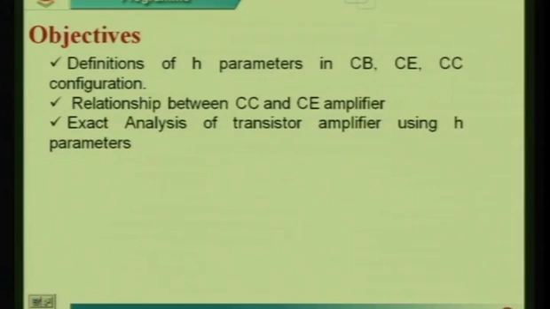Today's session, we are going to discuss analysis of an amplifier using h parameters. The objectives of this session are the definition of h parameters in common base, common emitter, and common collector configurations, the relationship between common collector and common emitter amplifiers, and exact analysis of a transistor amplifier using h parameters.